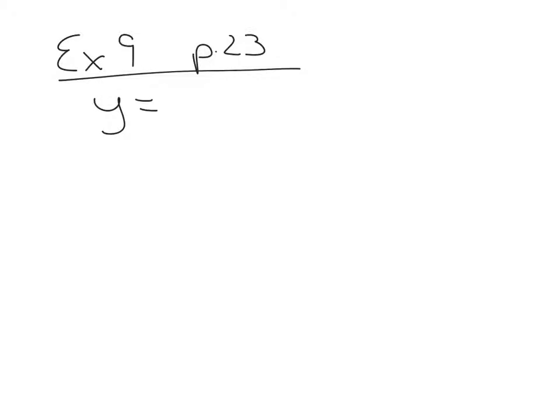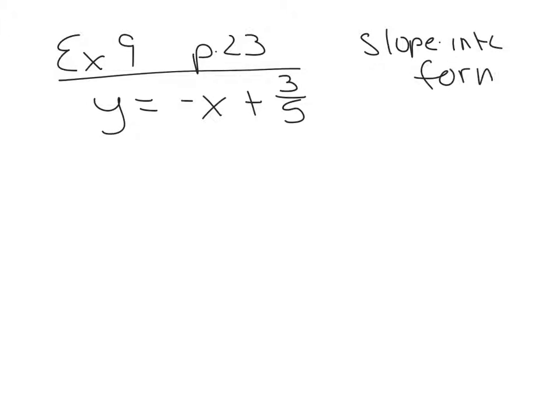All right, we're going to go to example 9, which is on page 23. It says, find the slope and the y-intercept of the equation y equals negative x plus 3 over 5. All right, so this equation is in what we call slope-intercept form. Which some of you may have heard expressed as y equals mx plus b.